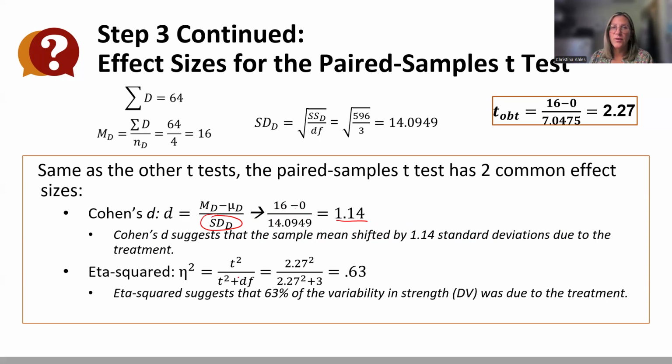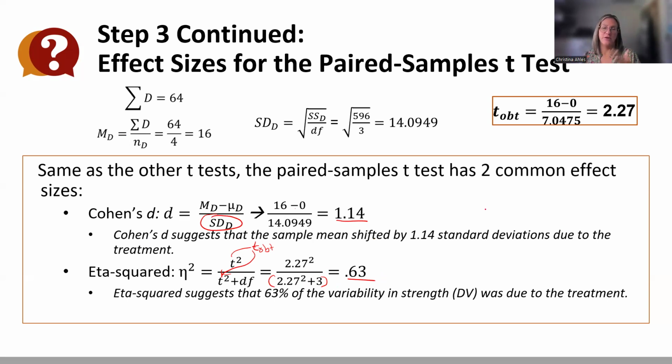With eta squared, again, these are our test statistic, the t obtained here and here. And when you calculate this, put this in parentheses. So you should get 0.63. So that basically means that 63% of the variability in strength, which was the dependent variable, was due to the treatment.